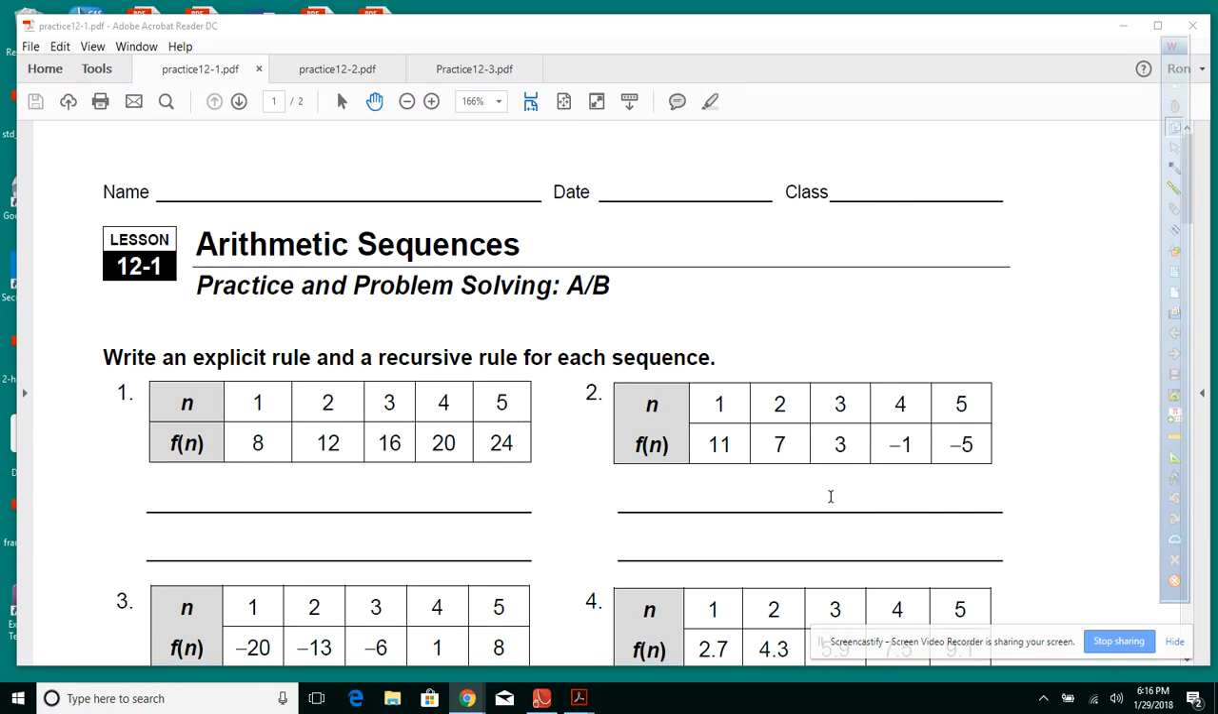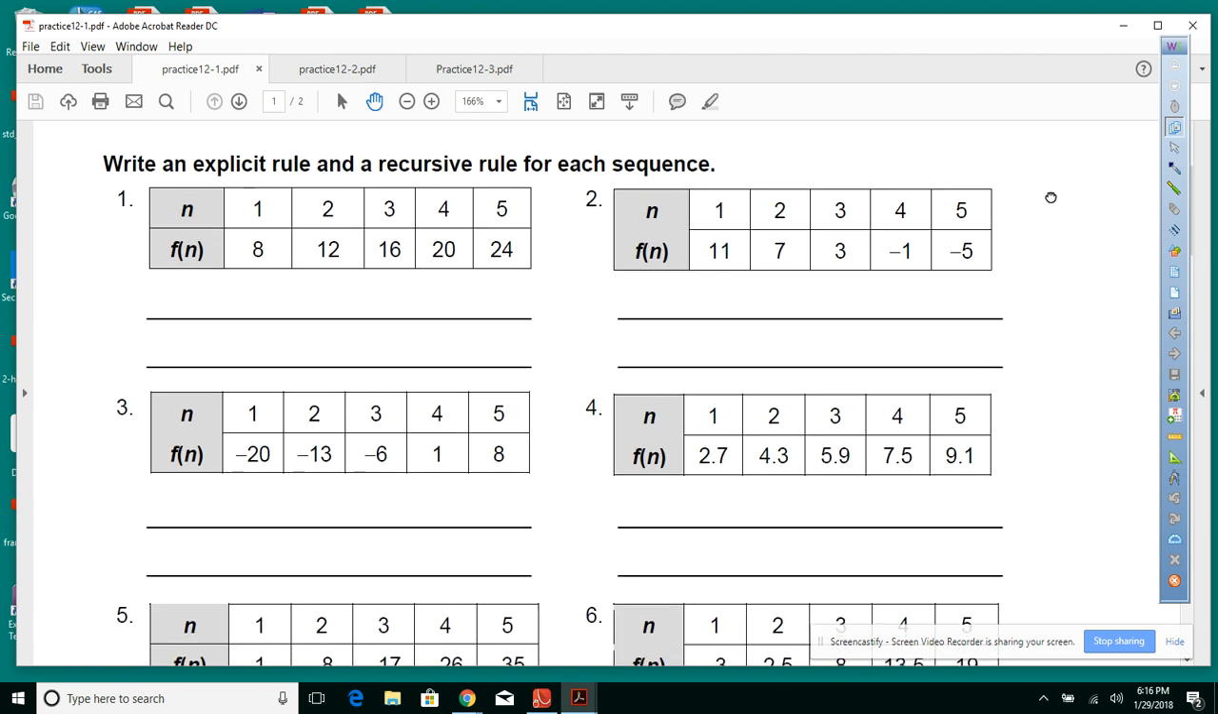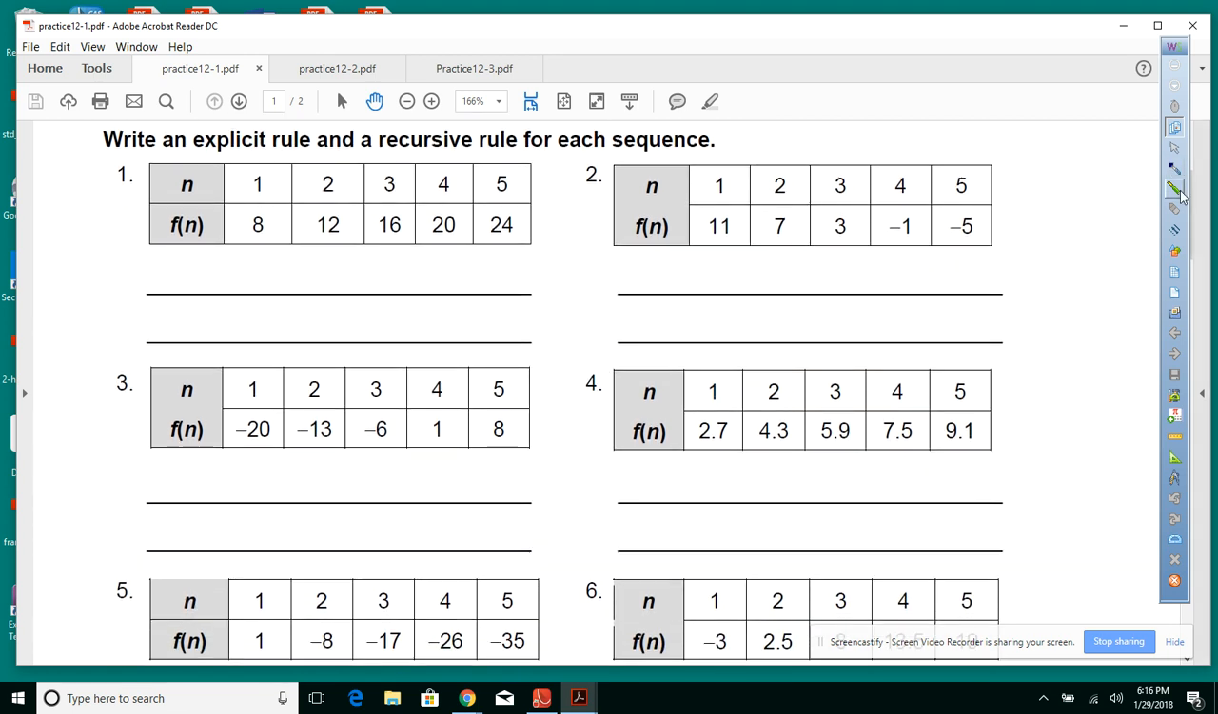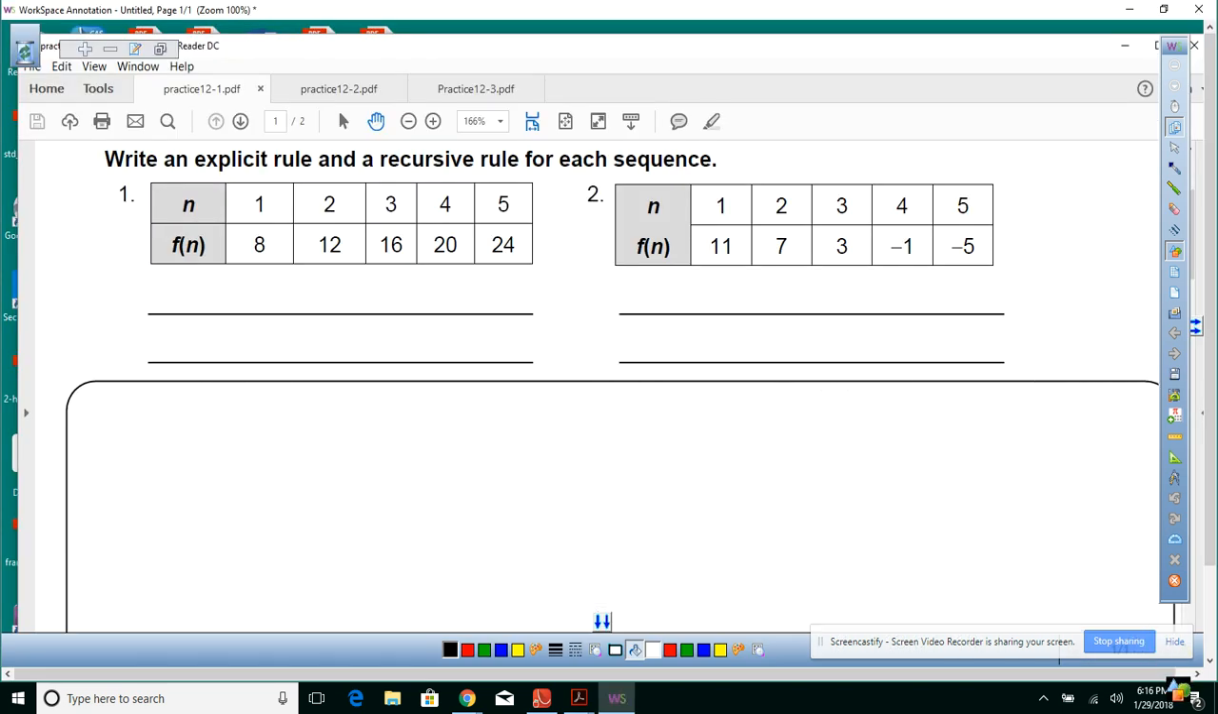Module 12 review, 12.1, page 182. It says write an explicit rule and a recursive rule for each sequence. So number one, let's write a recursive rule and explicit rule.